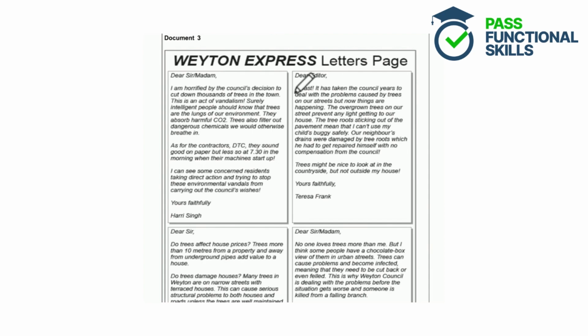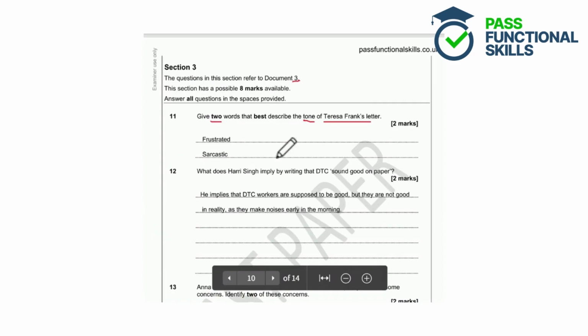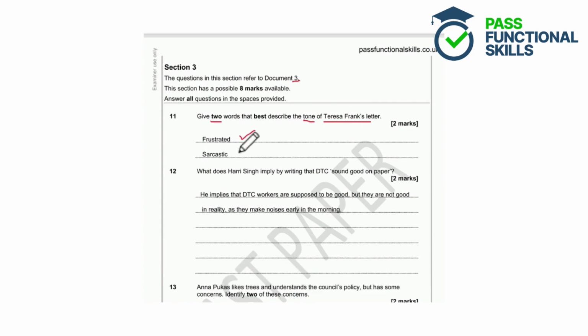We've also got quite a sarcastic phrase here, so at last. We've also got trees might be nice to look at in the countryside, but not outside my house. So it's quite a frustrated, sarcastic tone. We've got exclamation points. We can see that she's quite angry and frustrated. So the answer here is frustrated and sarcastic. You could also get away with angry, something like that.